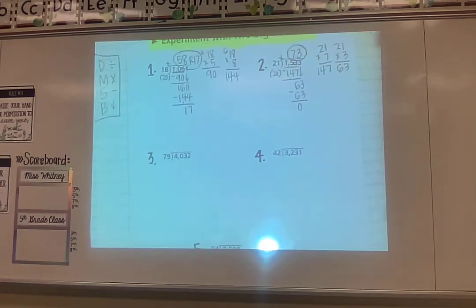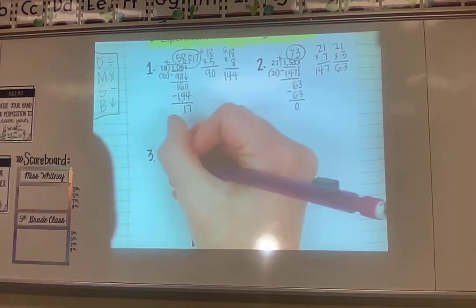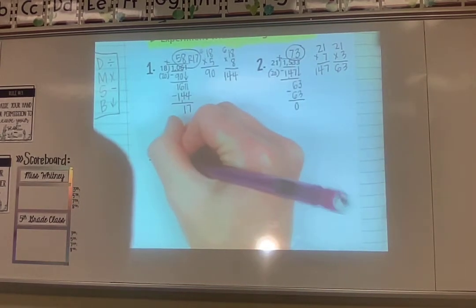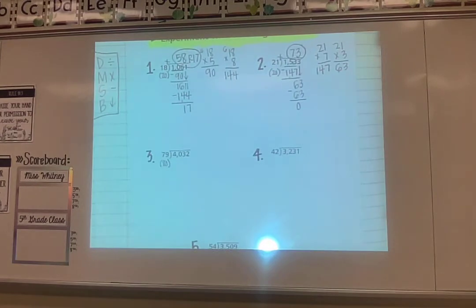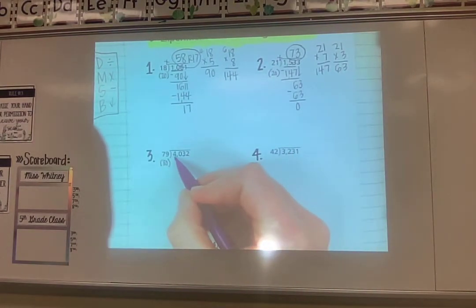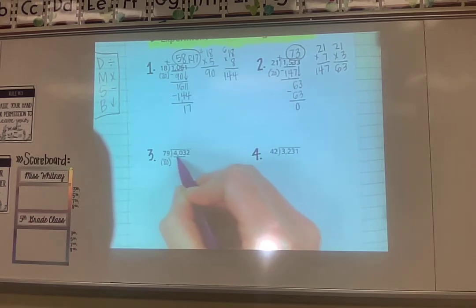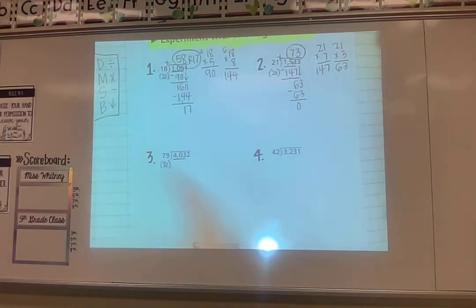Number 3 down here. We have 79. We want to round it. That's closest to 80. So I'm going to pretend like it's an 80 to help me out as I work. Will 80 fit into 4? No. What about 40? Nope. 403. Now, before we were counting by 20s, and that's easy. But if I ask you to count by 80s, that gets kind of hard.